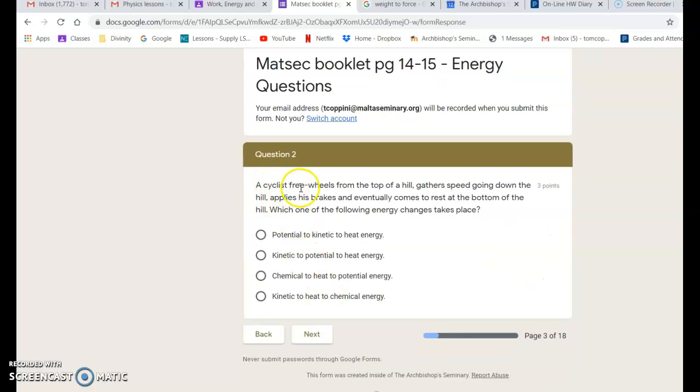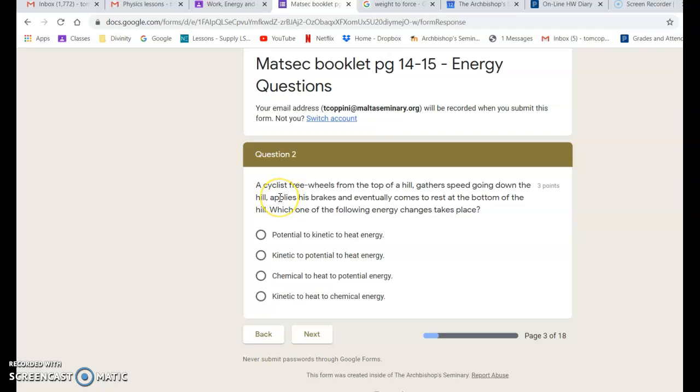So a cyclist freewheels from the top of a hill, gathers speed going down the hill, and applies his brakes and eventually comes to rest at the bottom of the hill. Which one of the following energy changes takes place? Is it potential energy to kinetic? Potential to kinetic to heat? Is it kinetic to potential to heat? Is it chemical to heat to potential energy? Or is it kinetic to heat to chemical energy?